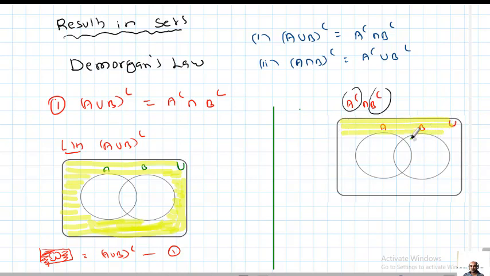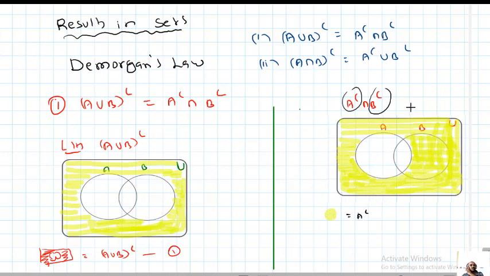See what I am doing now here. From U, A is removed. Except A, everything is shaded. So the shaded region is nothing but A complement. I will write it. This color is meant for A complement.